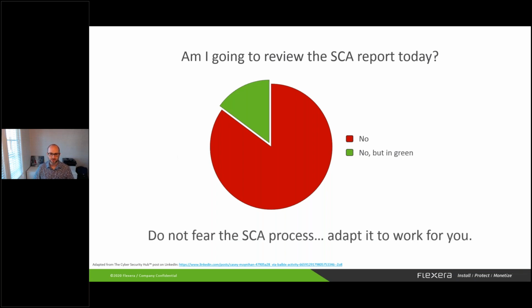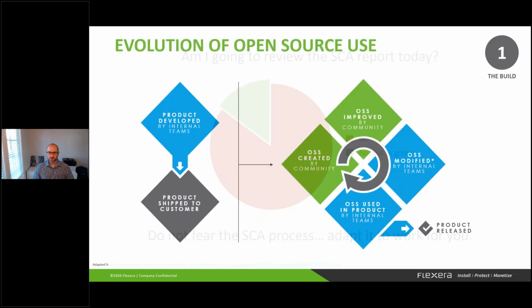But the whole point of this presentation is really to talk about the fact that this should not be feared, right? It's a process like anything else. The key is understanding what risks you have, what your tolerance is as an organization, and then adapting the process to work for you. So let's start by talking about the evolution of open source use.